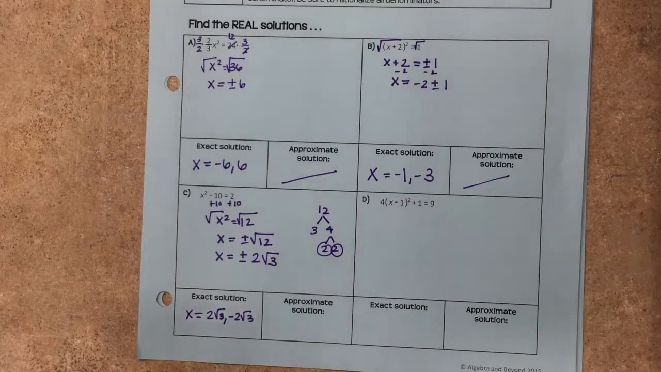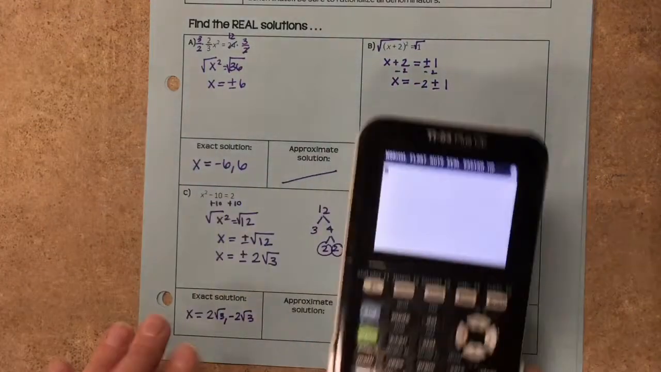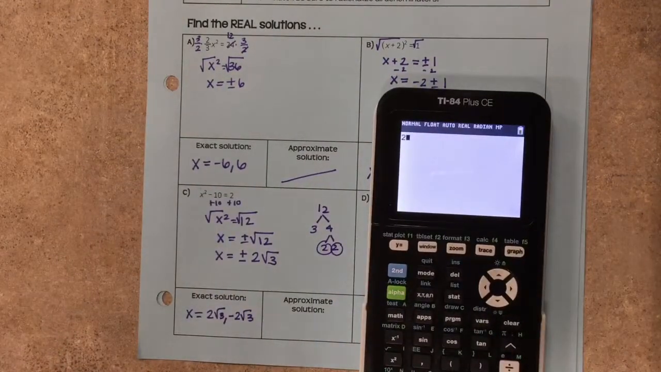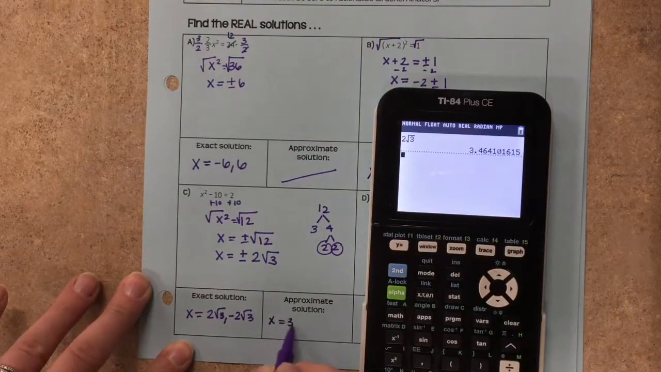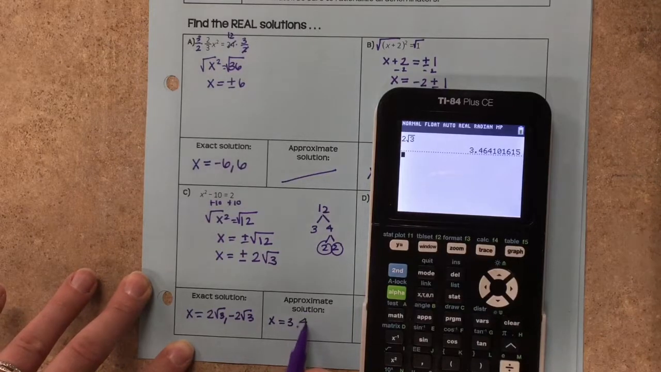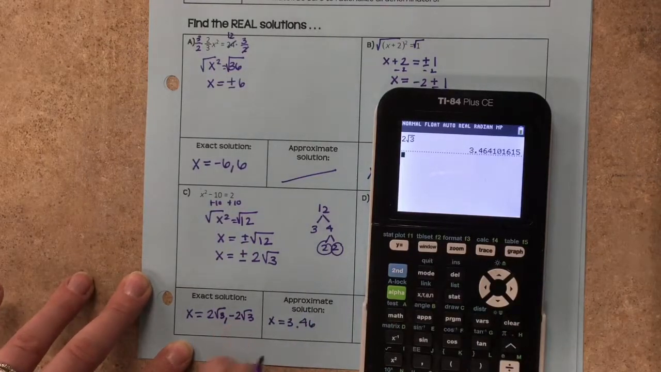This is one of those where sometimes it may be helpful to know where the approximate numbers are. So if you type it on your calculator, 2 and then square root of 3, we get approximately 3.46, we'll say. And then the other one's just the negative, so it would be negative 3.46.